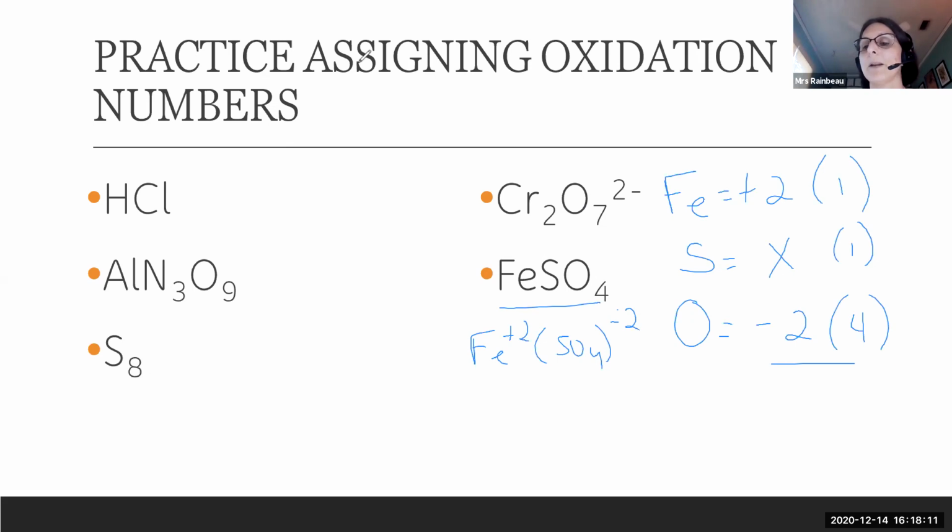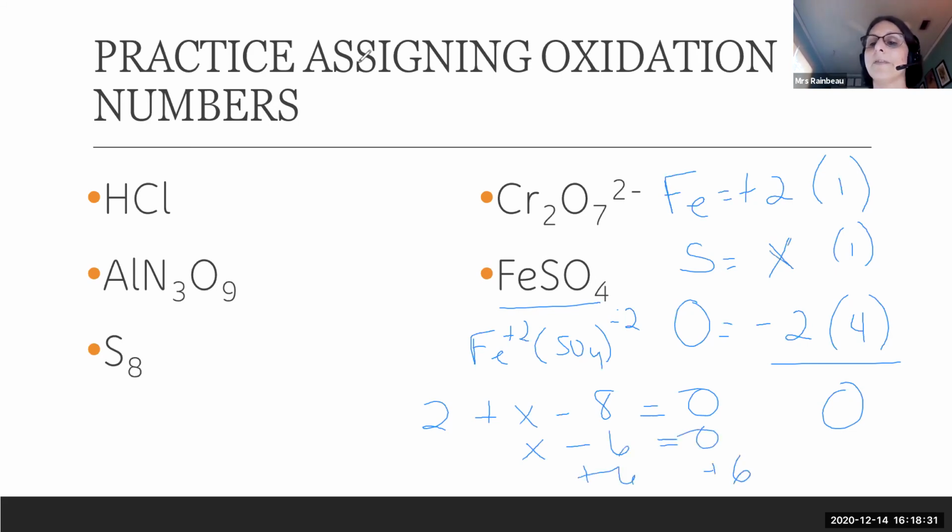So what we do is we want to make this equal to 0. And so it'd be 2 plus x minus 8 equals 0. And then that negative 8 and then plus 2, so it's going to be x minus 6 equals 0. Then you add 6. So this sulfur is going to be plus 6. Okay? And I got it right.